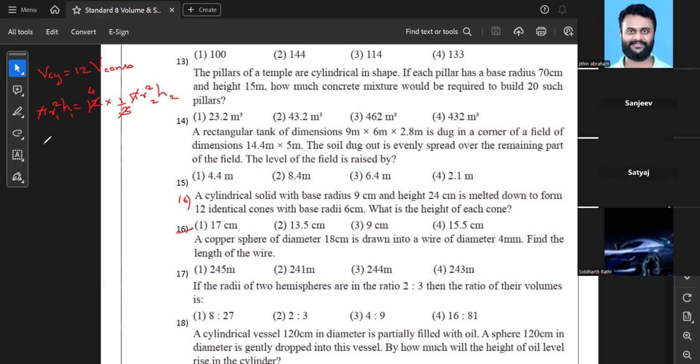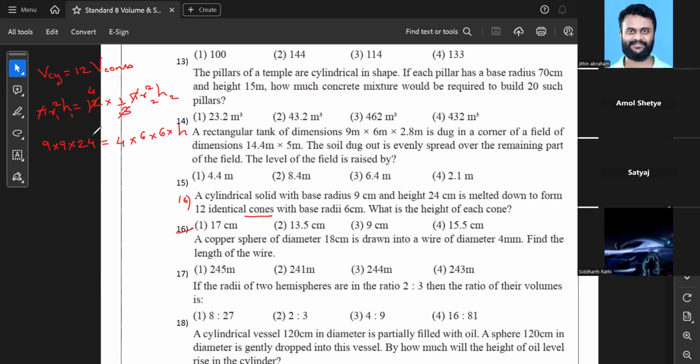So I'll just write the radius. So here I have 9 square. I'll simply write it as 9 into 9 multiplied by height as 24. Sorry sir, why have you taken 1/3? 1 by 3 is the formula for volume of cone. Okay sir. The radius of the next one is 6 into 6 multiplied by height.